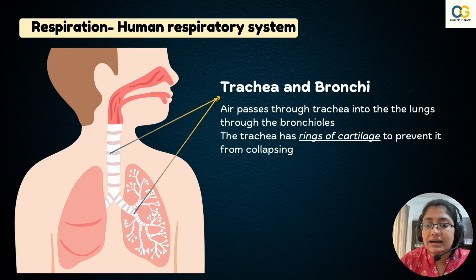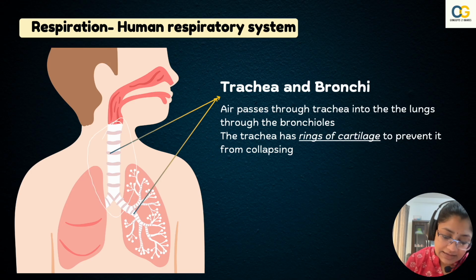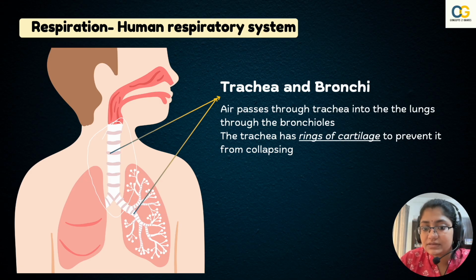Now, this trachea has rings of cartilage. You can see these rings of cartilage that it has. This prevents it from collapsing. So, these rings of cartilage on the trachea prevent it from collapsing. Not when you're inhaling, anyways, it is full. But when you're exhaling, let's say it's pressed, it shouldn't collapse. So, for that reason, there are rings of cartilage.